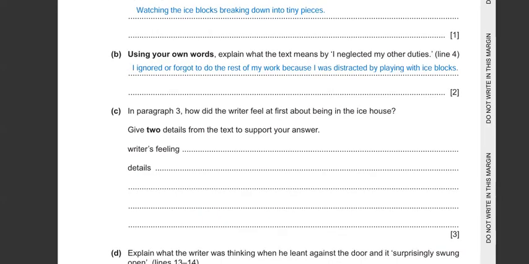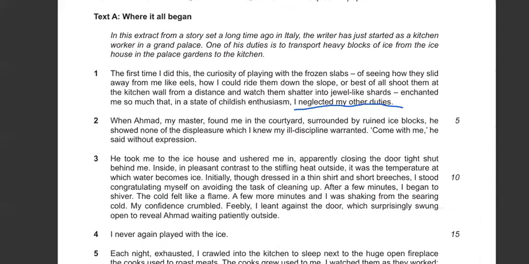Sorry, I forgot. It is from paragraph number 3. Yes, here is your paragraph number 3. He took me to the ice house and ushered me, apparently closing the door shut. So as soon as the door was shut behind, that means the writer might have been feeling scared, or pleased, or proud, right? So the most appropriate feeling being shown over here is that he was pleased, right? He was happy.